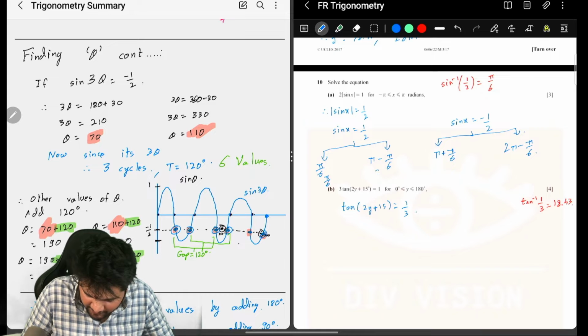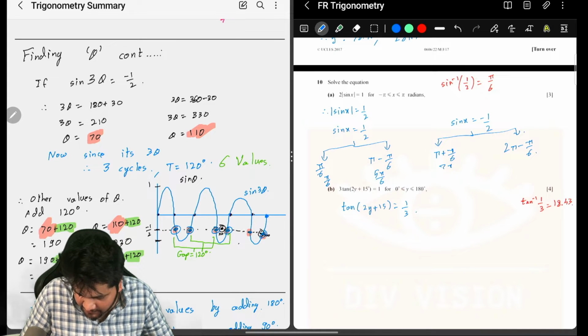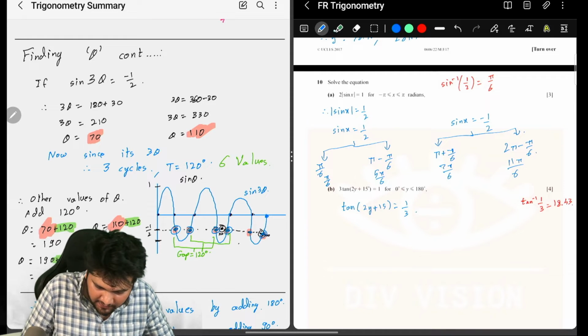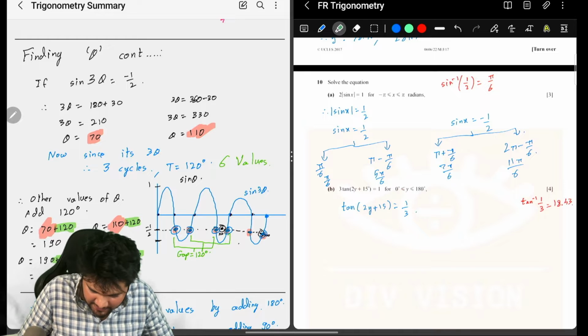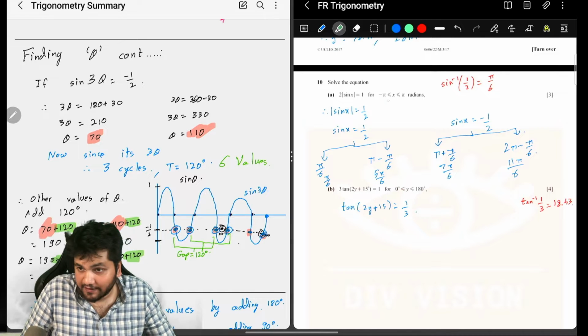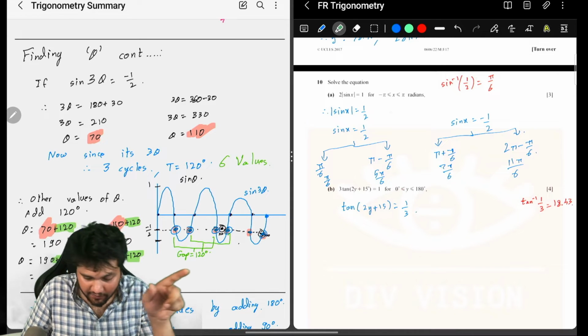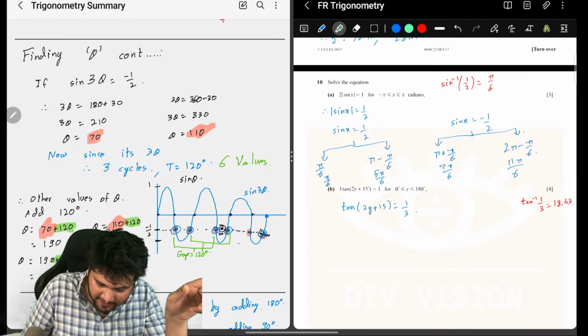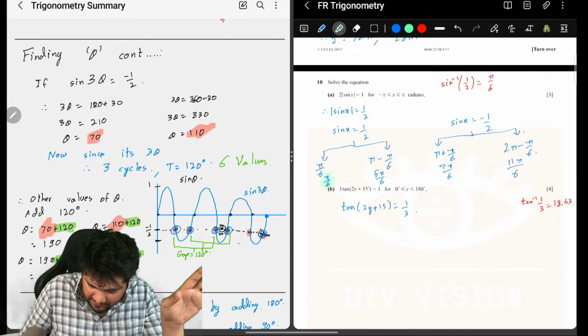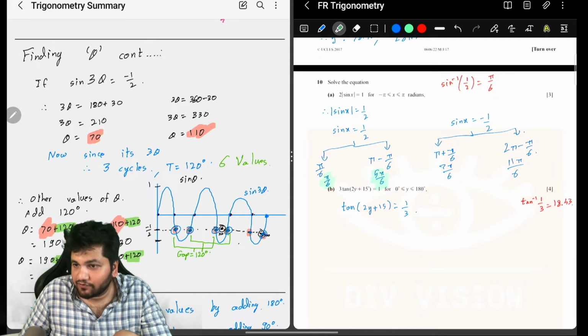The other one would be 5 pi by 6. This is going to be 7 pi by 6, and this is going to be 11 pi by 6. Now as you can see, these are fine. These are in the range, because the range for x values they have given is minus pi to pi. So this range is fine. So pi by 6 is fine. Then 5 pi by 6 is also fine, the first two quadrants. But this third and fourth quadrant is not valid.